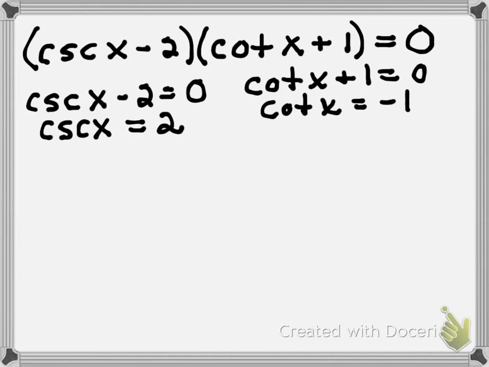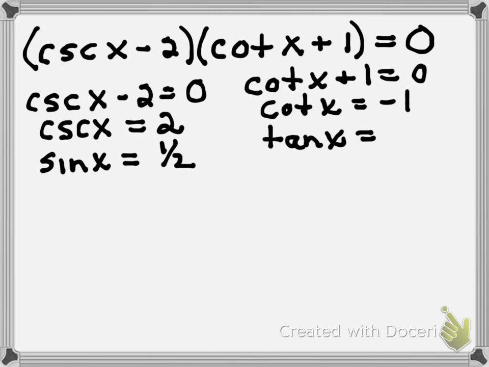So now I'm going to go to the reciprocal. The reciprocal of cosecant is sine. So if the cosecant of x is 2, then the sine of x, which is its reciprocal, is 1/2. And tangent and cotangent are reciprocals of each other. So the tangent of x would be equal to the reciprocal of -1, which is also -1.